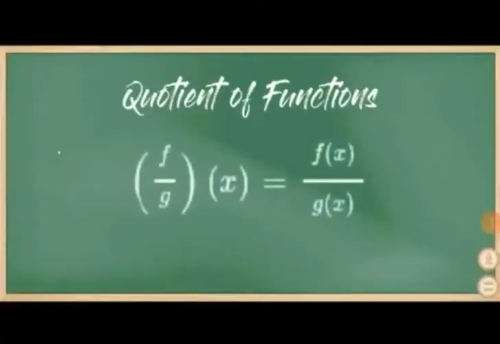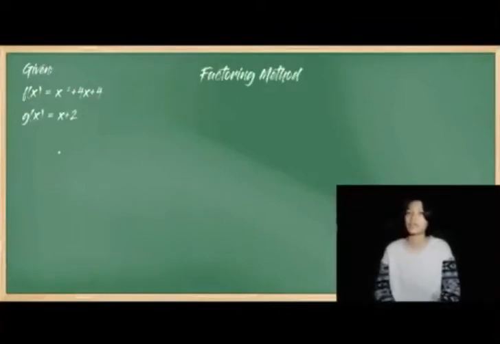Good day everyone. The next operation of function is the quotient of function. So our first example is f of x is equal to x squared plus 4x plus 4, and g of x is equal to x plus 2. The first method we'll be using is the factoring method.